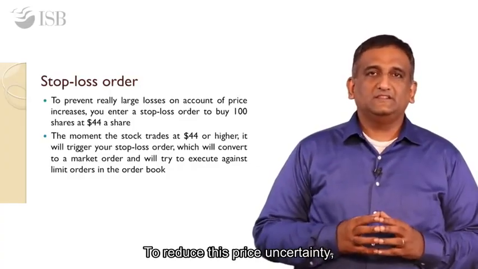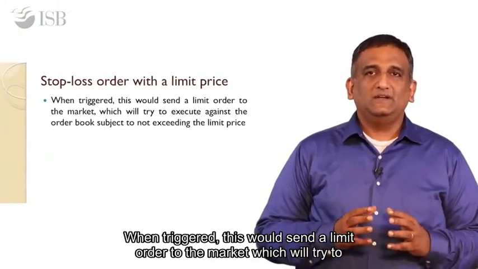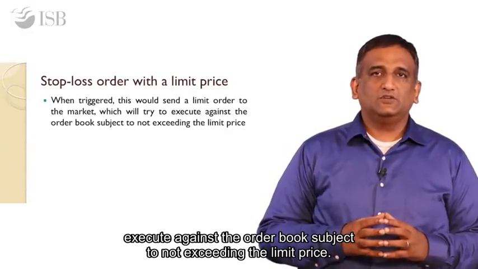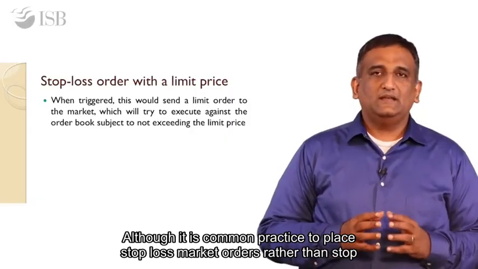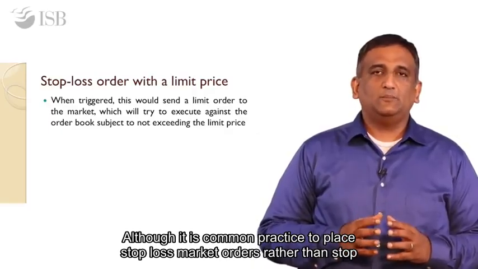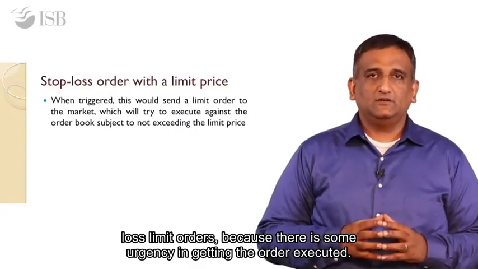To reduce this price uncertainty, you could place a stop loss order with a limit price. When triggered, this would send a limit order to the market, which will try to execute against the order book, subject to not exceeding the limit price. However, it is common practice to place stop loss market orders rather than stop loss limit orders because there is some urgency in getting the order executed.